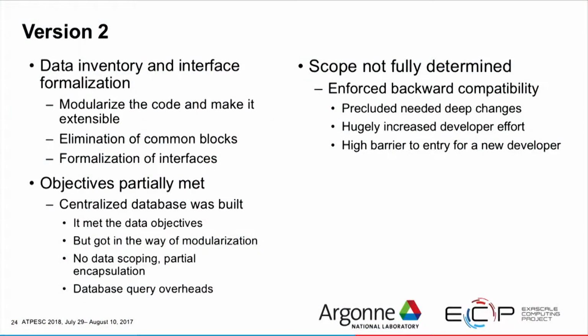So the reason why there was only partial success was that the scope was not fully determined ahead of time. The other thing that happened was that backward compatibility was enforced upon them, and no one understood the extra strain it was going to put on the developers to have backward compatibility maintained at all times. Because what that did was it precluded needed deep changes, and it hugely increased the developer effort.